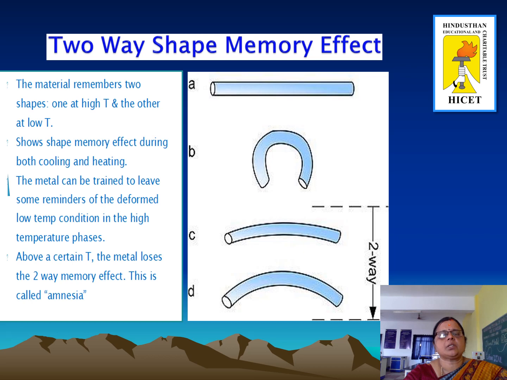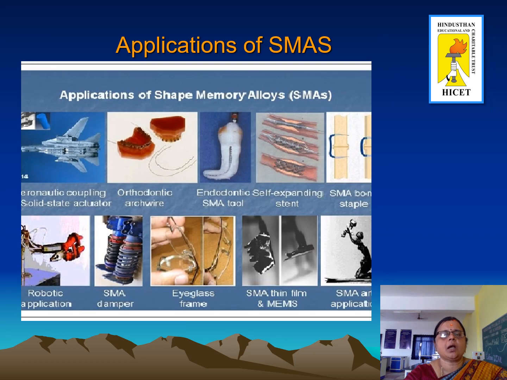The second is the two-way shape memory effect. The material remembers two shapes, one at high temperature and the other at low temperature. The figure shows the shape memory effect during both cooling and heating processes. The metal can be trained to leave some reminders of the deformed low temperature condition in the high temperature phases. Above a certain temperature, the metal loses the two-way memory effect. This is called amnesia.